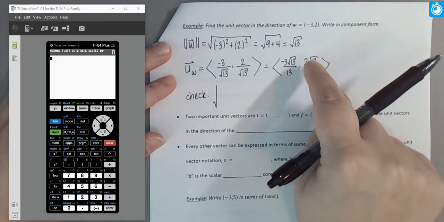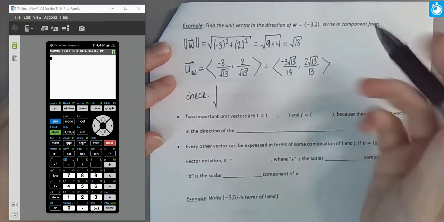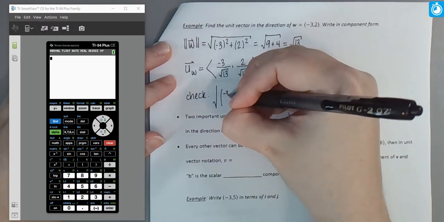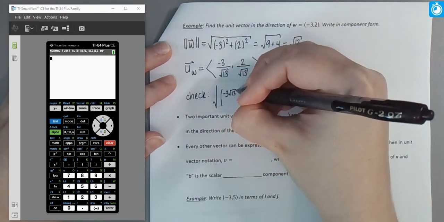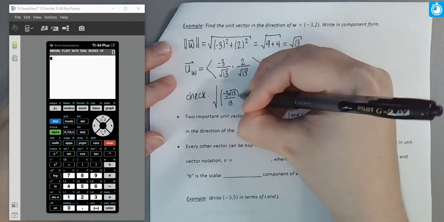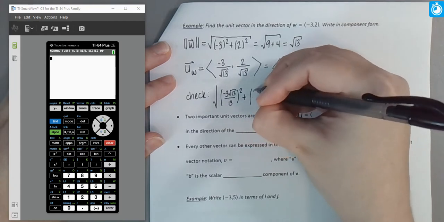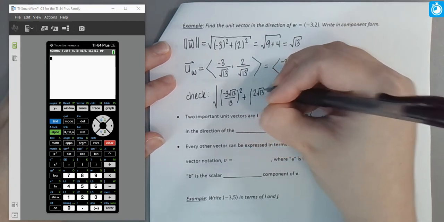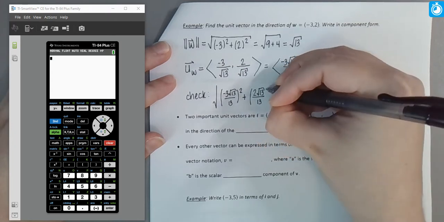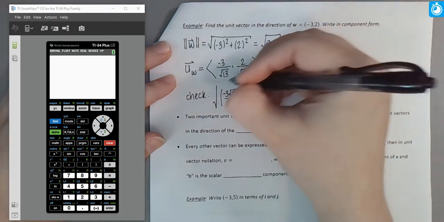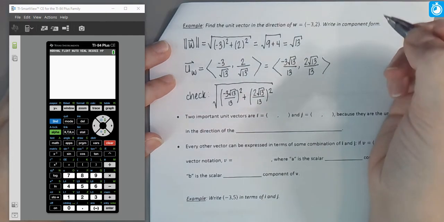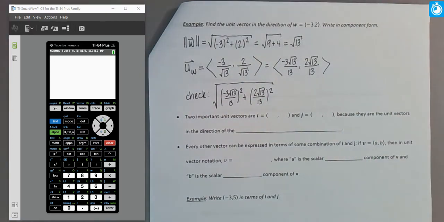So if we were to square each of these components, sum them, and then take their square root, so that's going to be -3 times the square root of 13 over 13 squared plus 2 times the square root of 13 over 13 squared, and then we're going to take the square root of all of that. And this is a great time to use your graphing calculator. Save yourself a little bit of time. Now don't try to put all of this in one line. Go step by step, break it down.